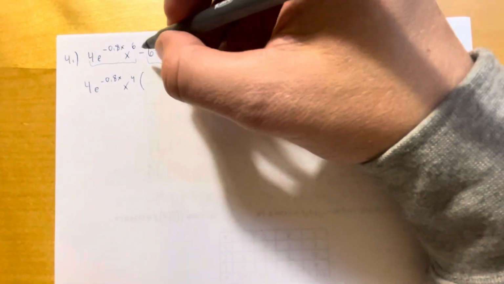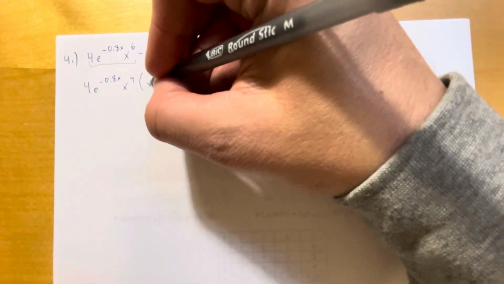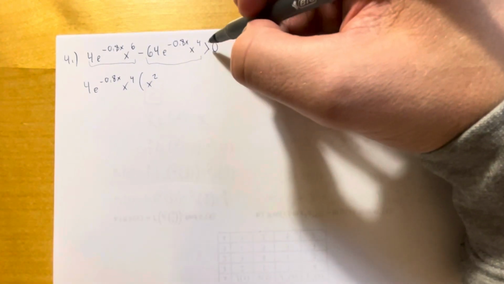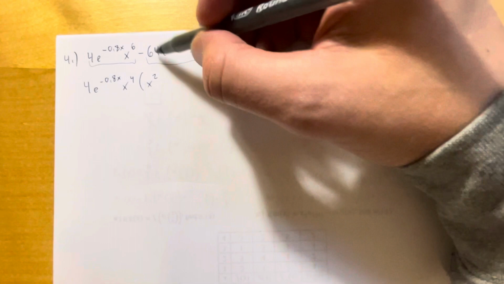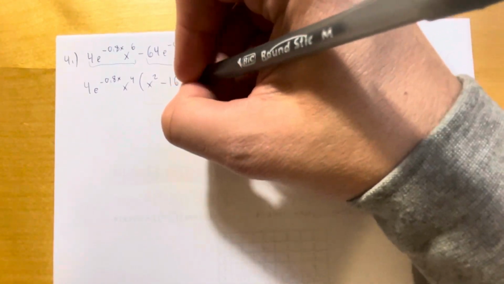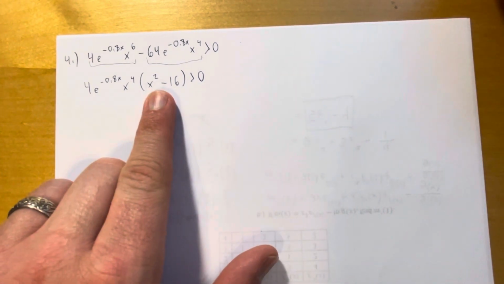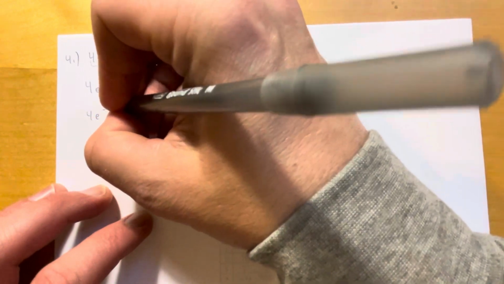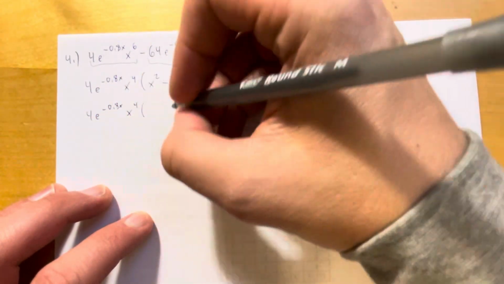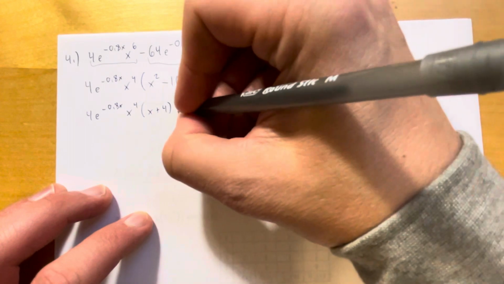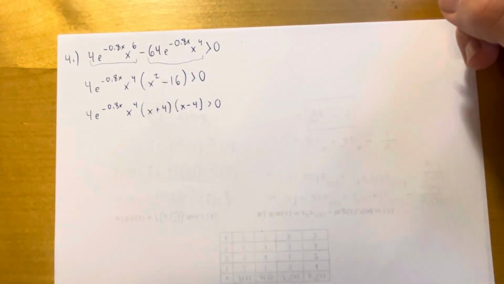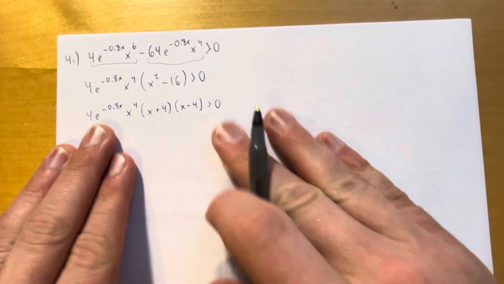What does that leave me with? Well, I would have an x squared there. That's all that's left. And over here, the exponential and the x to the 4th factor are gone. I factored a 4 out of this, which would leave a 16 behind. That's greater than 0. But I can go one step further because the expression in parentheses is a difference of squares. That would factor to x plus 4 times x minus 4. It's greater than 0. So now I have a fully factored expression.